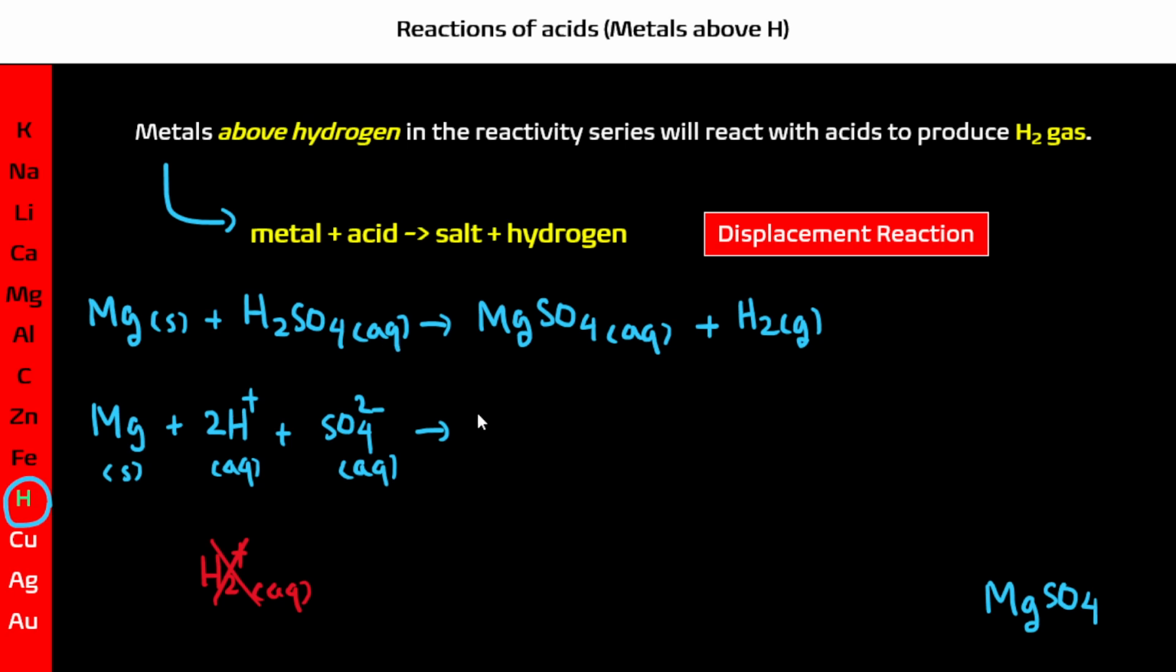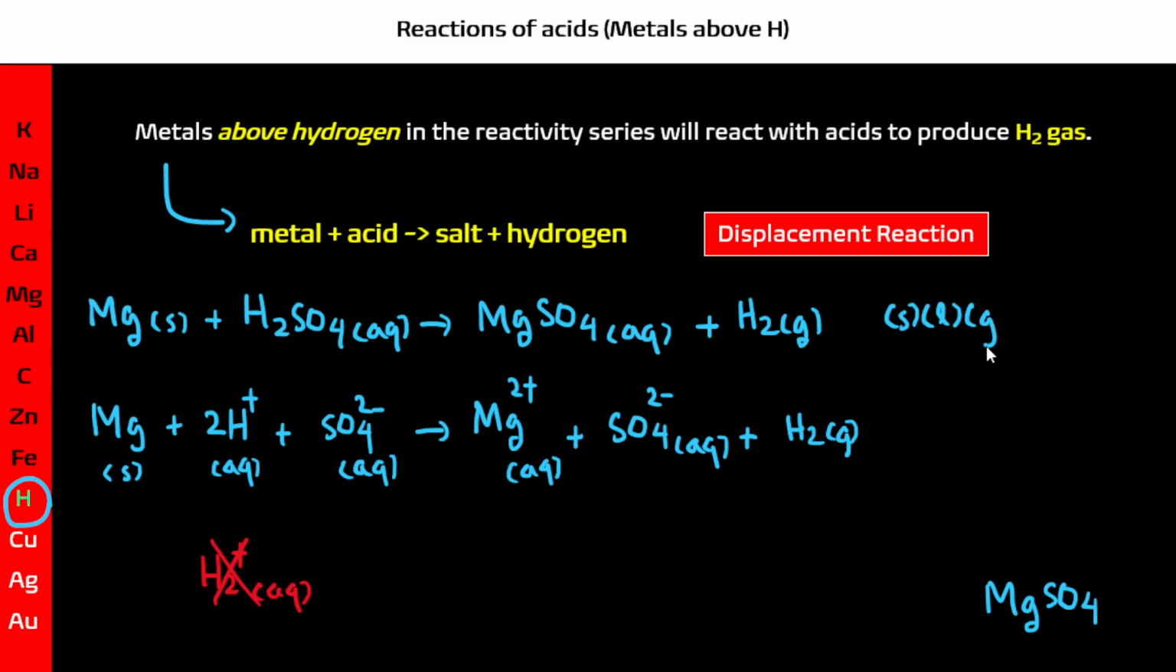Now, MgSO4 can be broken down into Mg2+ aqueous plus SO4 2- aqueous, and hydrogen gas will simply be hydrogen gas. In exams, if you have solids, liquids, or gases, know that you cannot break them down into positive and negative ions. Only aqueous substances can be broken down into ions, like I would do for sulfuric acid aqueous.